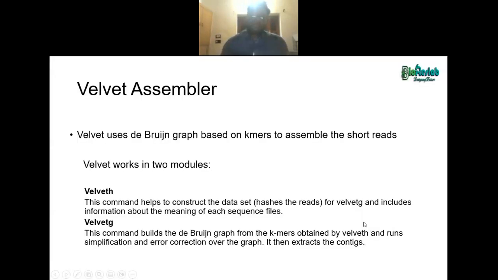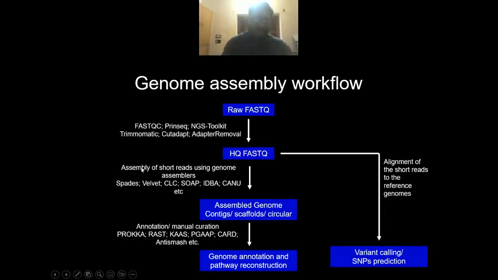Okay. So there are various assemblers available, as I showed you here, like SPAdes, Velvet, CLC. This is paid software, CLC Workbench. Lenovo is also free software available. IDBA, Canu, MetaHIT. So there are various assemblers available for the assembly of short reads data.